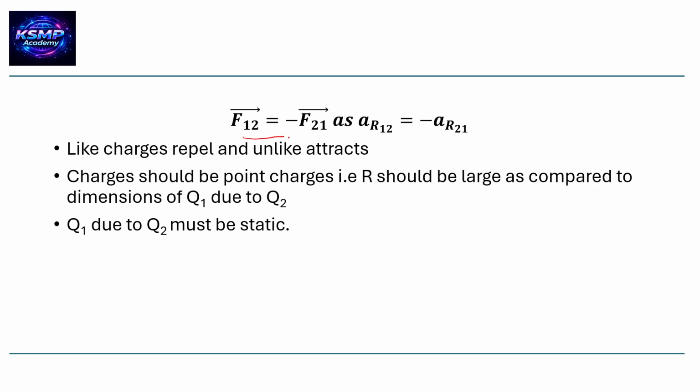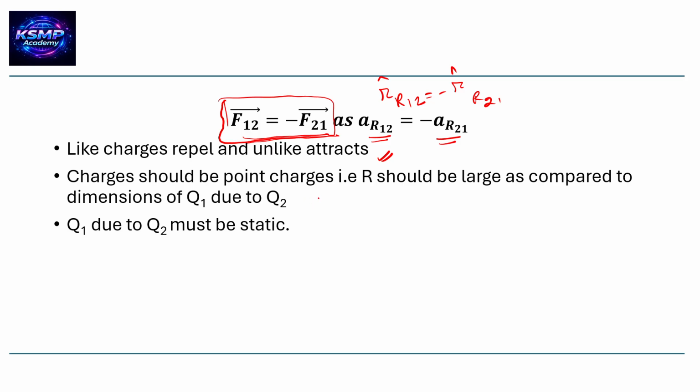F12 and F21, they are equal and opposite, as we know. So that means unit vector R12 is equal to minus R21. This unit vector you can write in the previous form, that is, you can write like this, R12 equal to minus R21. So these are the unit vectors. So F12 will be equal to minus F21. Rest of the thing will be same, only direction will be different. So important to note is that like charges repel and unlike charges attract.